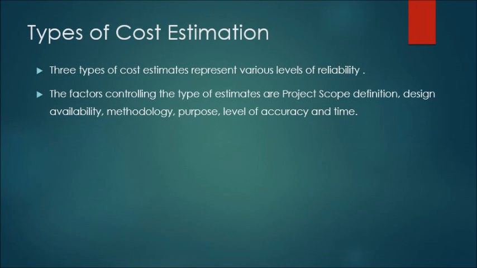We have three types of cost estimates that represent various levels of reliability. The factors controlling the type of estimates are project scope definition, design availability, methodology, purpose, level of accuracy, and time.